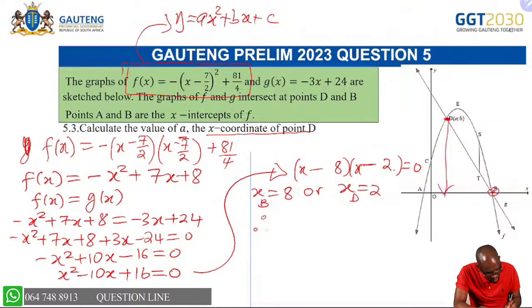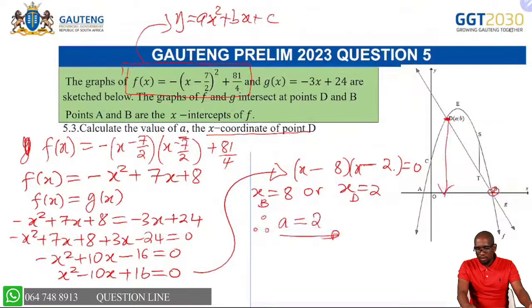Therefore, the value of A, remember they said calculate the value of A, the x coordinate of point D, the value of A is equal to 2. So we've worked out that the value of A is equal to 2. Hopefully we are still together.